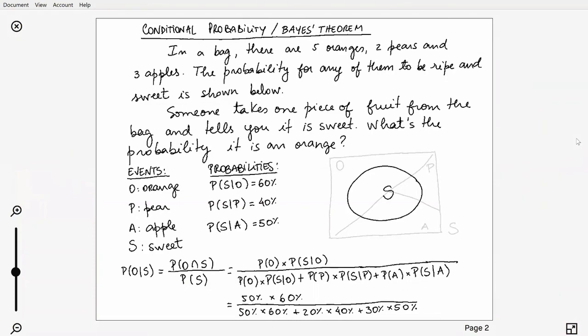So after doing all these calculations, we get to the final result, which is 56.60%. So if someone picks up a piece of fruit and tells us it is sweet, the probability it is an orange is 56.60%.